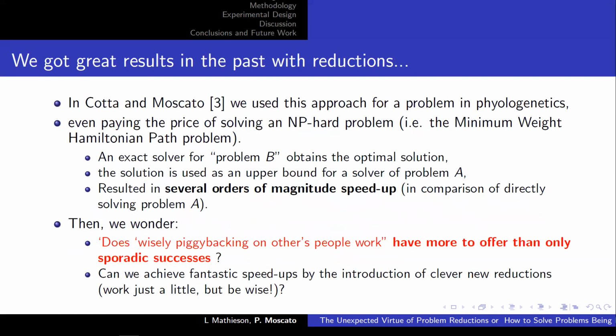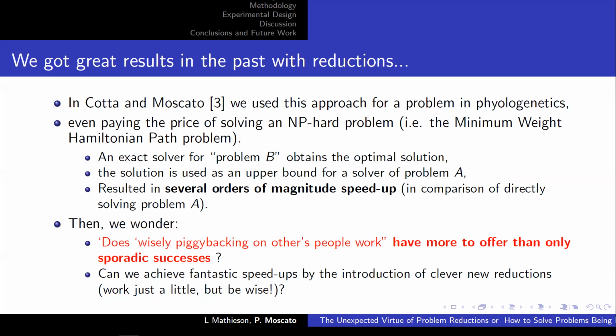In the past, we had very good results with Carlos Cotta from Spain. We used this approach for a problem in phylogenetics, and we even paid the price of solving an NP-hard problem, which was a minimum weight Hamiltonian path problem. We used an exact solver that obtains the optimal solution. Then the solution is used as an upper bound for the original problem that we wanted to solve. And the whole approach resulted in several orders of magnitude speed up in comparison with directly solving the problem that we had at the beginning.